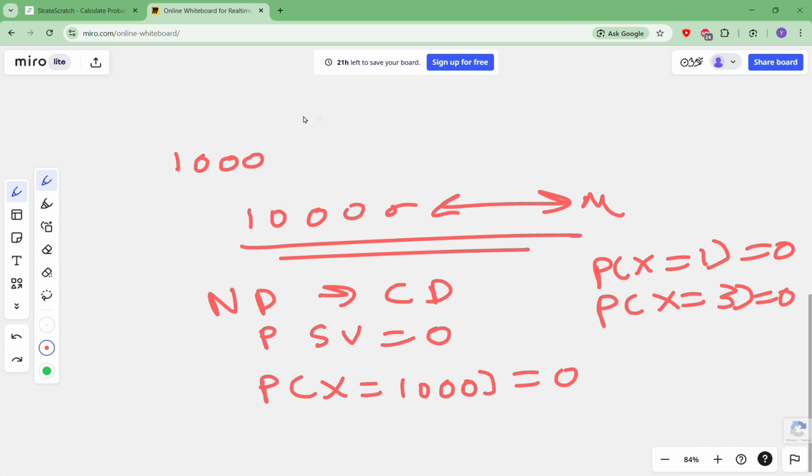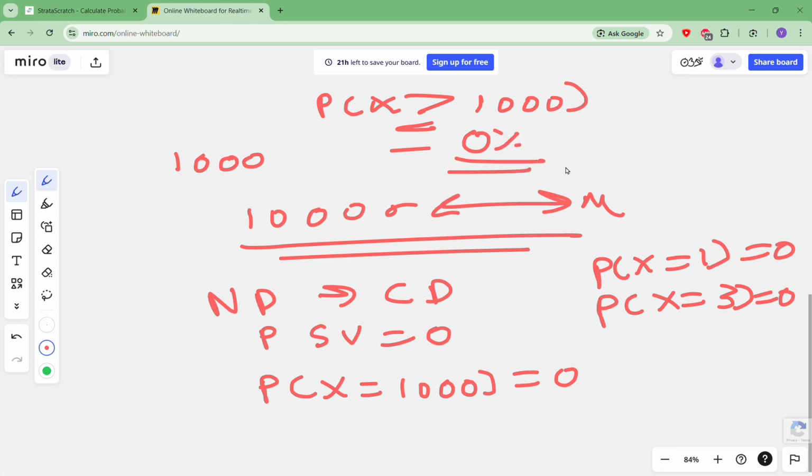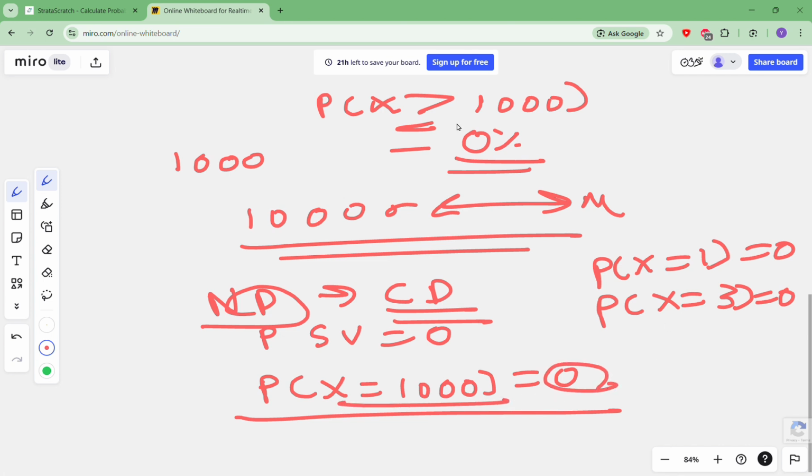So the right question to ask will be: what is the probability that x is greater than 1000? This value we will get very close to 0. So we can say 0%. But in this case, since the normal distribution is a continuous distribution, the exact value will always be 0. And if it was asking the probability x is greater than 1000, then it will be 0.000 something, and that would be very close to 0%.